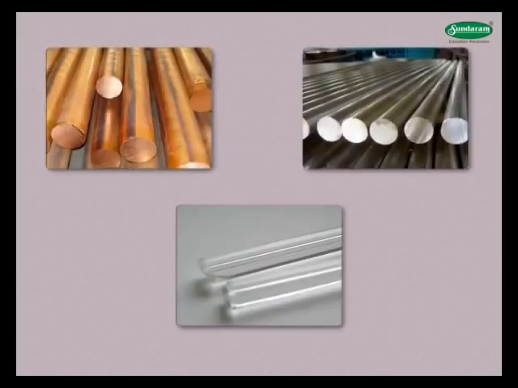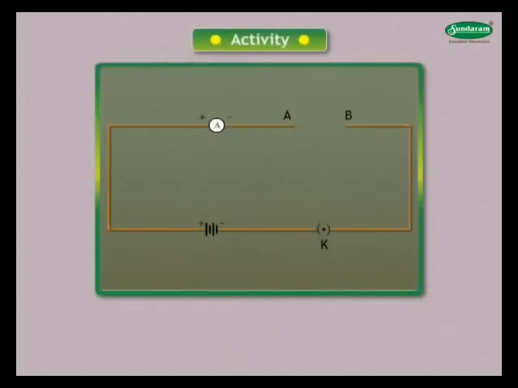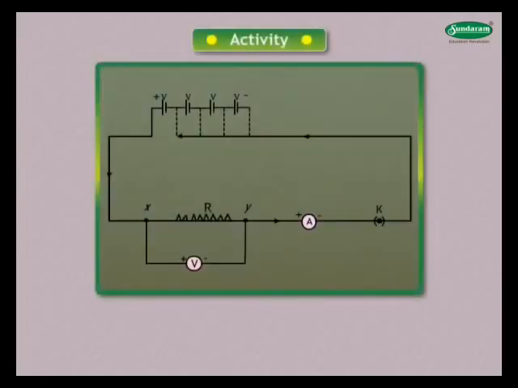Students, you try out this activity and note the observations. Take a copper, aluminium and glass rod. Make the arrangement as shown using connecting wires. Place a copper rod in the gap AB. Close the key and measure the current. Replace copper rod with aluminium rod and glass rod. Measure the current each time. Note the difference.